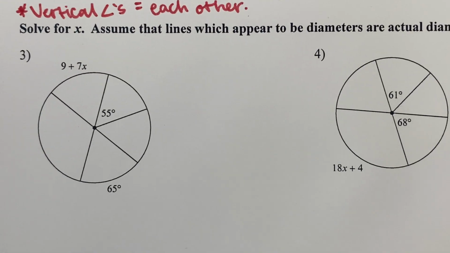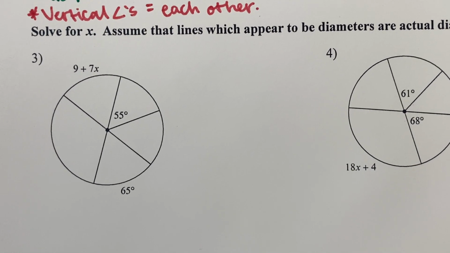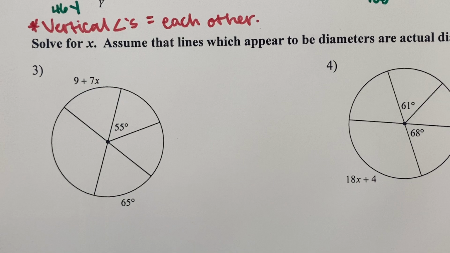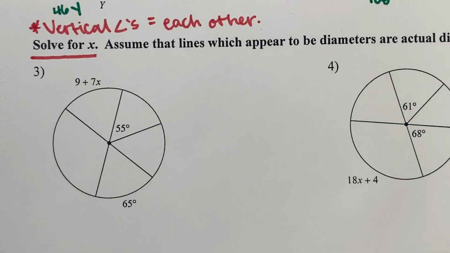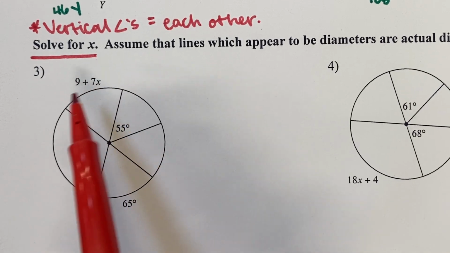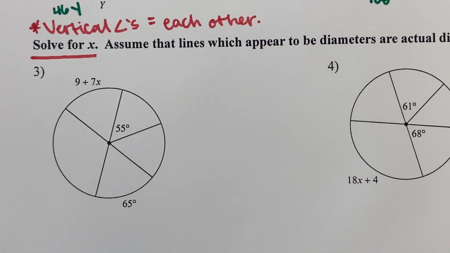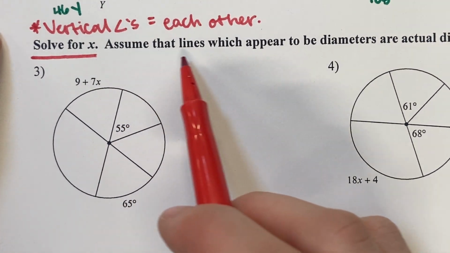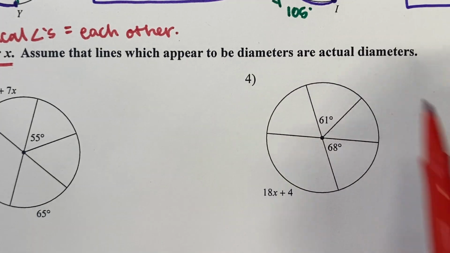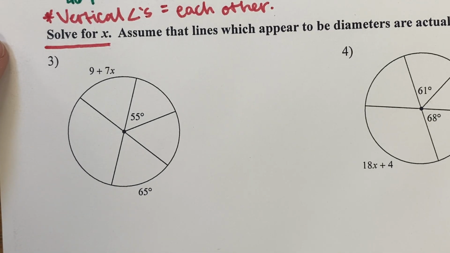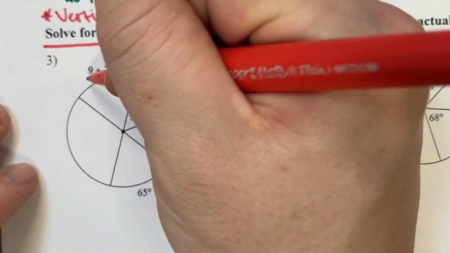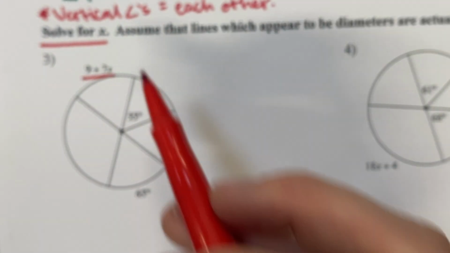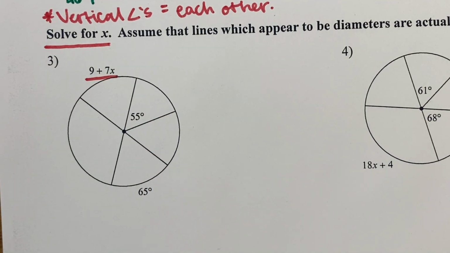Okay, numbers 3 through 8, so the rest of our examples, it's not asking us to find the measure, it's actually asking us to solve for X. So you'll notice that there are some expressions with X thrown in here, and that's okay. We're going to use the same rules to help us solve for X. Okay, so again, it says assume that lines which appear to be diameters are actually diameters. So it gives us a few pieces of information here. This is where my X is, so we definitely want to look at that, 9 plus 7X.